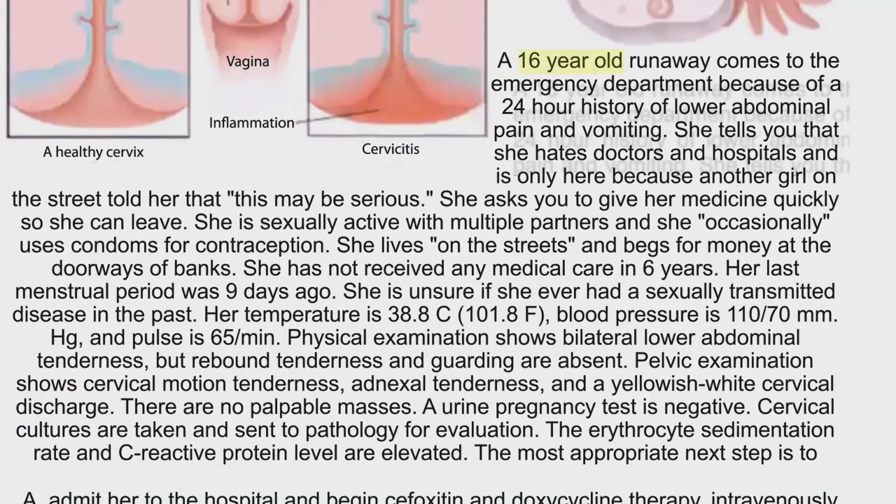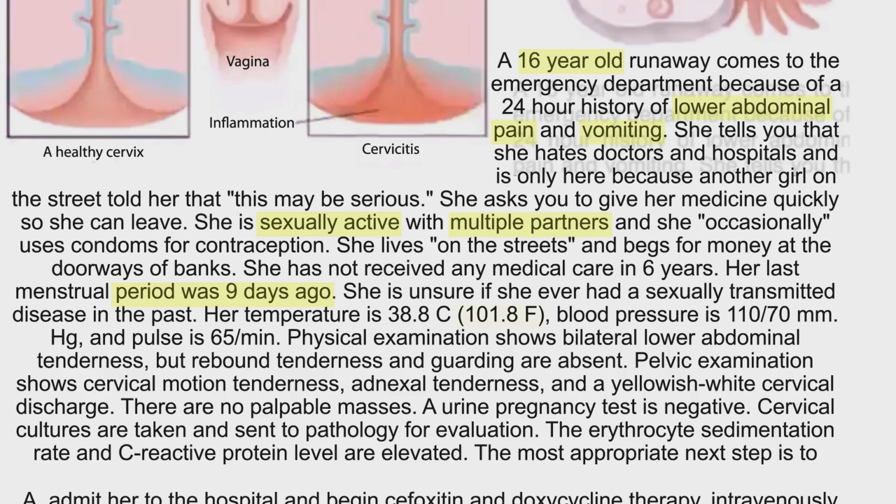A 16-year-old runaway comes to the emergency department because of a 24-hour history of lower abdominal pain and vomiting. She tells you that she hates doctors and hospitals and is only here because another girl on the street told her that this may be serious. She asks you to give her medicine quickly so she can leave. She is sexually active with multiple partners, and she occasionally uses condoms for contraception. She lives on the streets and begs for money at the doorway of banks. She has not received any medical care in 6 years. Her last menstrual period was 9 days ago. She is unsure if she ever had a sexually transmitted disease in the past.